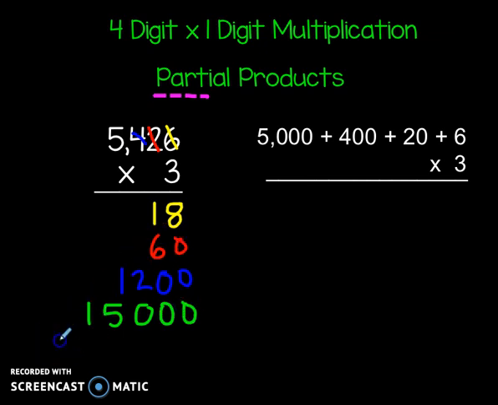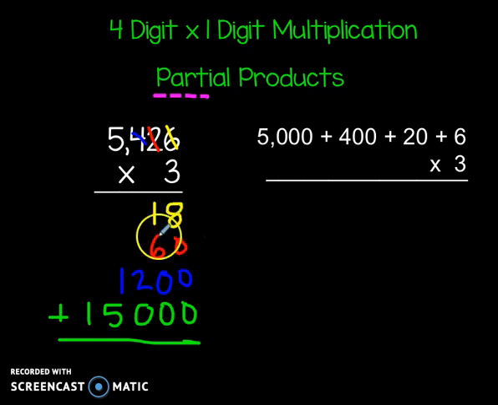Now, I am ready to add up all my parts. Got my 18, my 60, my 1,200, and my 15,000. And what I really think is cool is that I lined up all my ones. Whoop! I lined up all my tens. I lined up my hundreds. I lined up my thousands, and then my 10,000s so that I can add them all straight down.